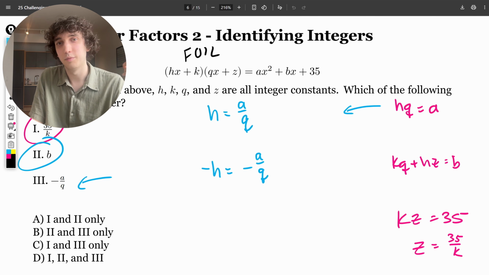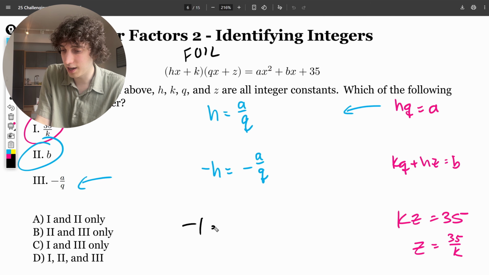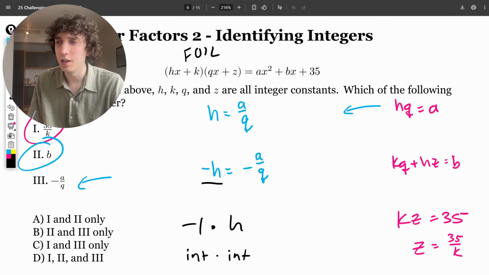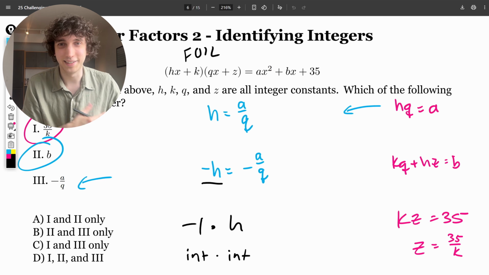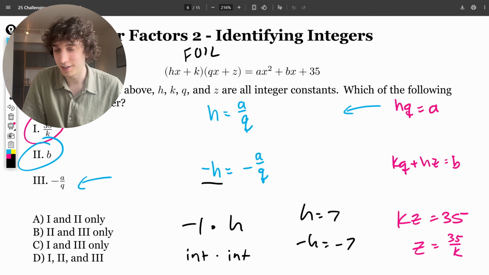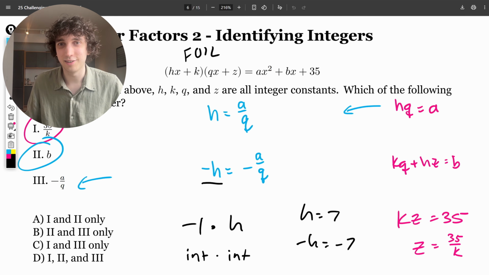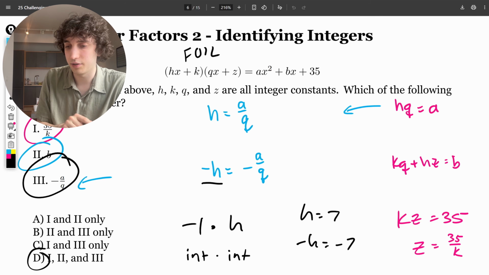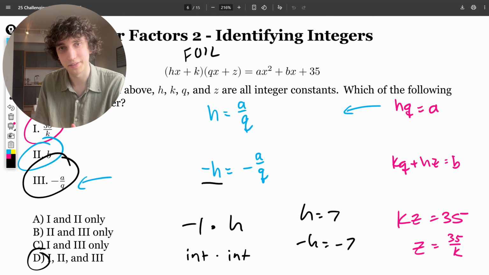But think back to the multiplication of integers. If you multiply negative 1 by h, that's just an integer times an integer, which means negative h has to be an integer. You can also just think to yourself of examples like, let's say h is 7, then negative h would be negative 7. That's always going to be an integer if you just take a negative counterpart of a whole number. So sure enough, all 3 answer choices have to be integers. And that's the end of problem 10.